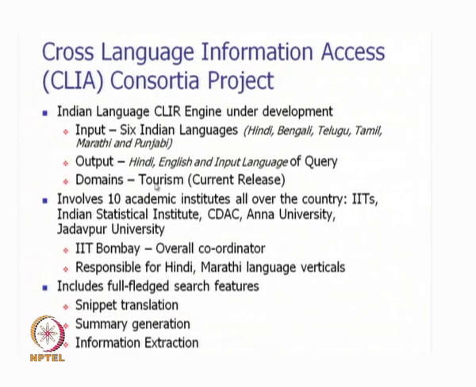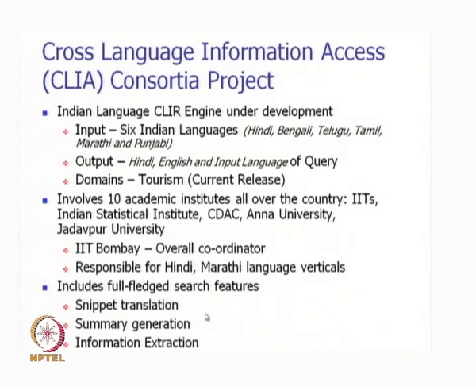The domain is tourism. It is proposed to add health and maybe agriculture, but the addition of a domain is sometimes a challenge because new resources have to be developed, though the computational tools would work from one domain to another. And this large project involves 10 academic institutes all over the country, IITs, Indian Statistical Institute, CDAC, Anna University, Jadavpur University and so on. IIT Bombay is the overall coordinator, and it is also responsible for Hindi and Marathi language verticals.